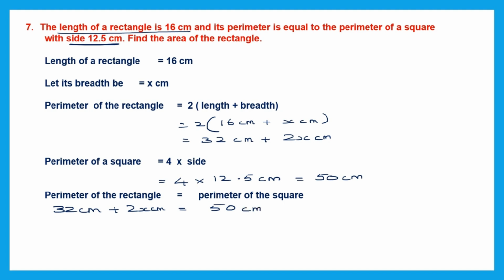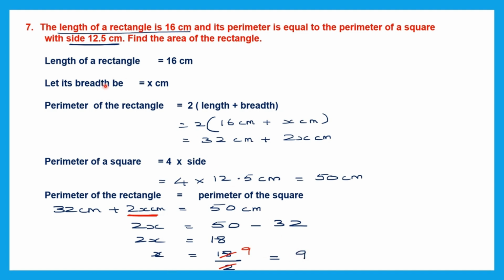From this, we are going to find the value of 2x first. So let's say 2x is equal to 50 minus 32, because we are transposing this 32 to the other side. That is, 2x is equal to 18. So what is the value of x? x is equal to 18 divided by 2. So 2 nines are 18. So 18 divided by 2 is 9. That means the value of x is 9.